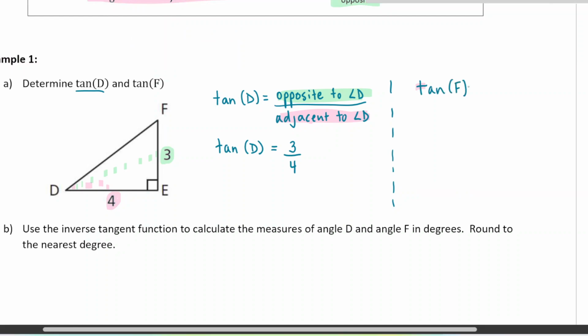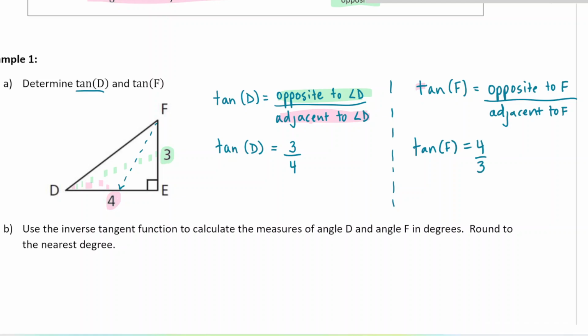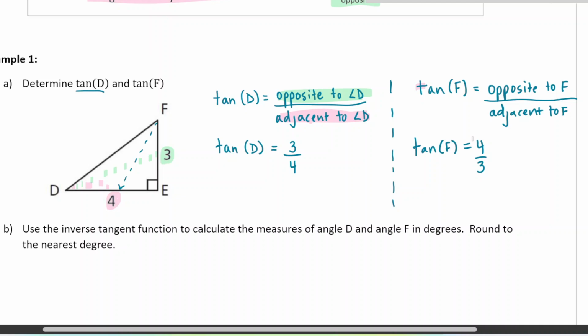Okay, so for F, the side lengths change. So the side that's opposite to F is now the pink side because it's directly across from F here. Okay, and then the adjacent side to F is the one right next to it, would be 3. So tan of F would be 4 over 3. Okay, and no matter what size triangle you have, as long as those angles stay the same, you would get the same ratio of side lengths. So you'd still get 3 to 4, or 0.75.